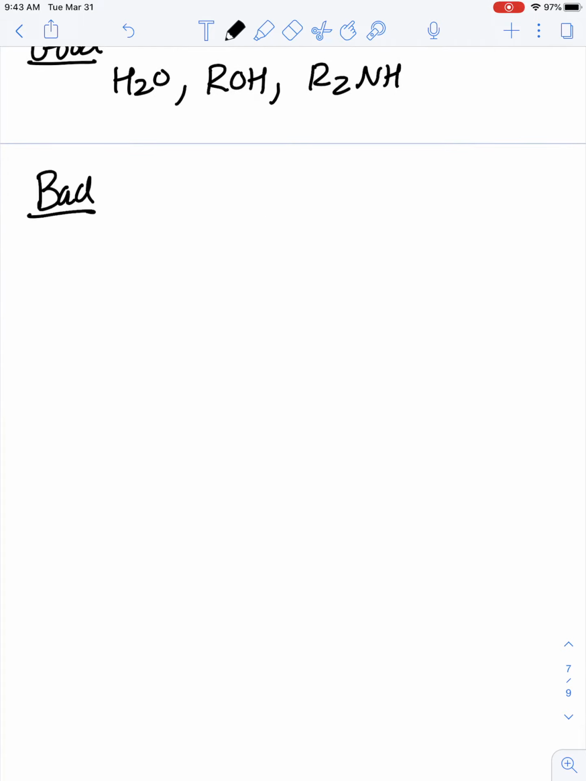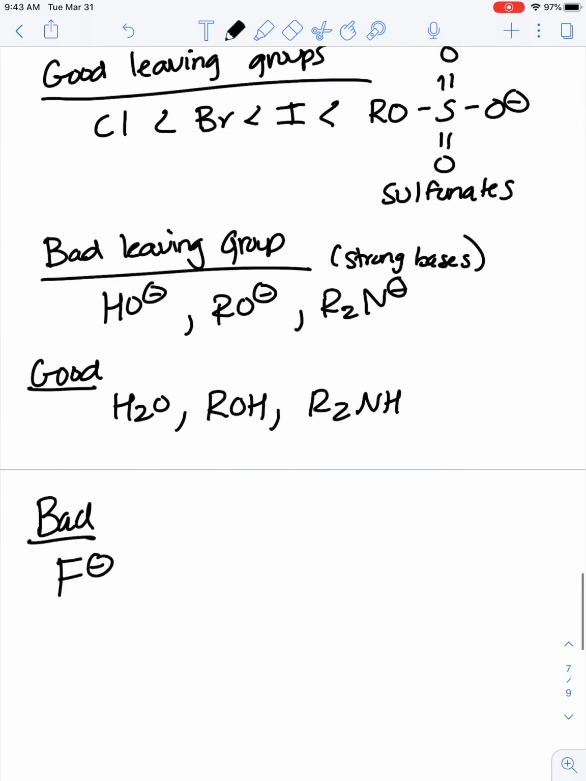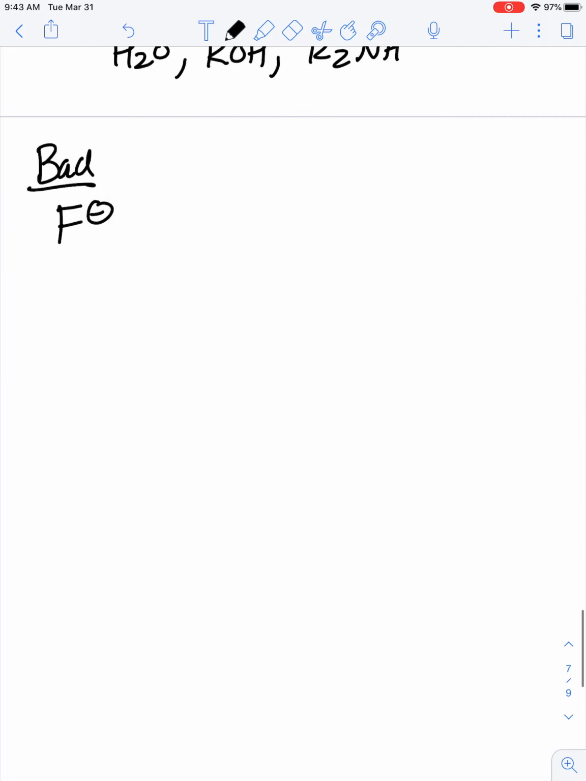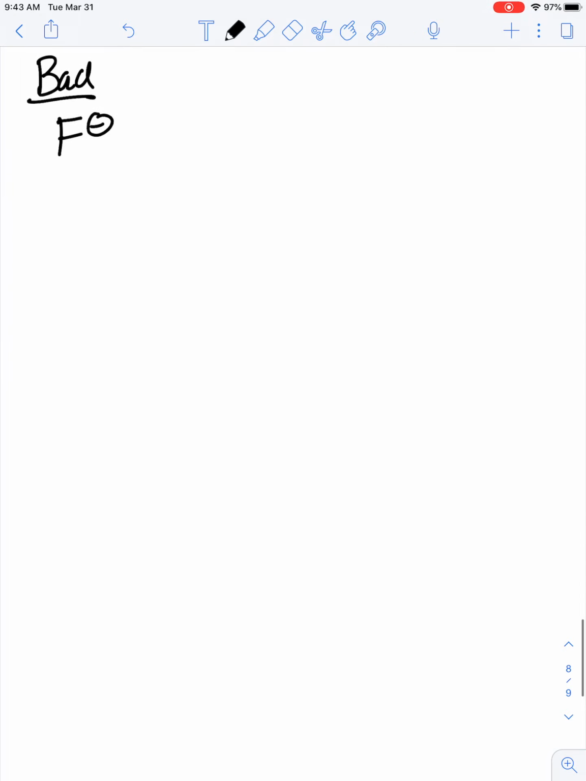Another bad leaving group would be fluorine. If you notice, we didn't include fluorine up here because we've talked about this quite a bit in class. The fluorine bond is going to be very strong, so it's just going to be harder to break. So fluorine would be a bad leaving group.